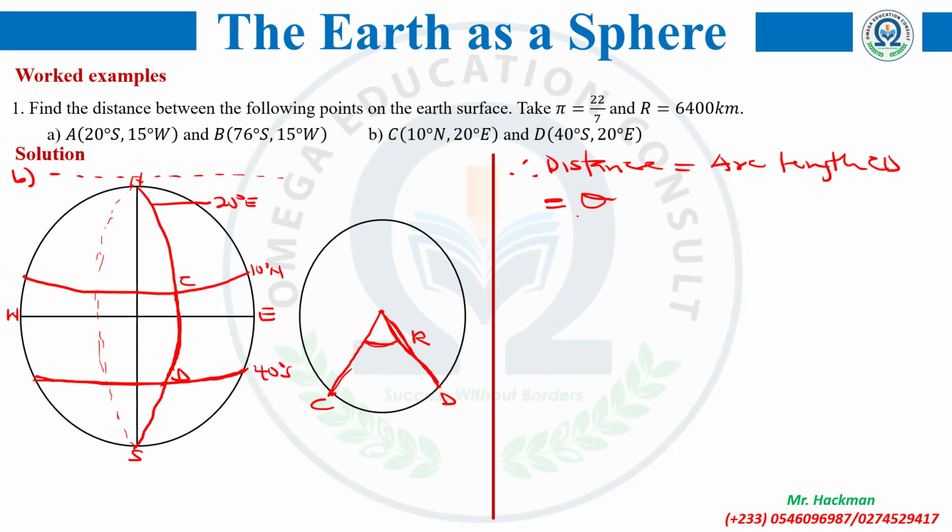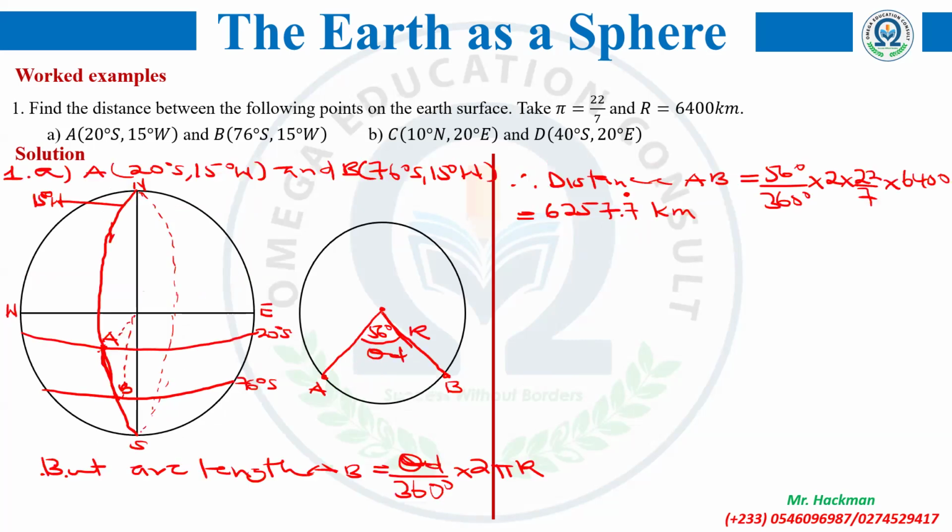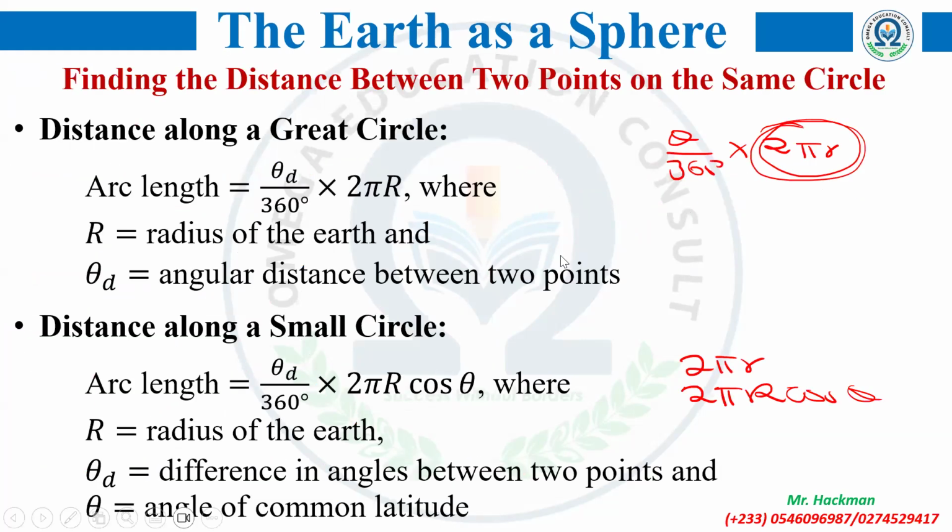So theta over 360 degrees, then times 2 pi r. With this one, you can choose not to write theta sub d. It's because of the other formula, which has two thetas, so we needed to distinguish between the two. Let's come here. You can see that there is a theta here and there is a theta here, so we needed to distinguish between the two.